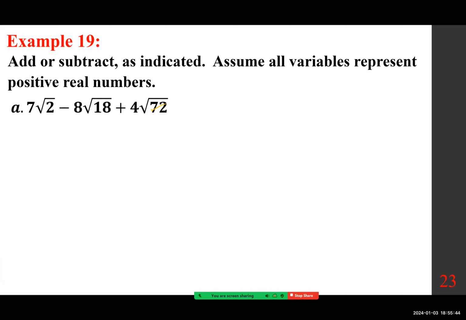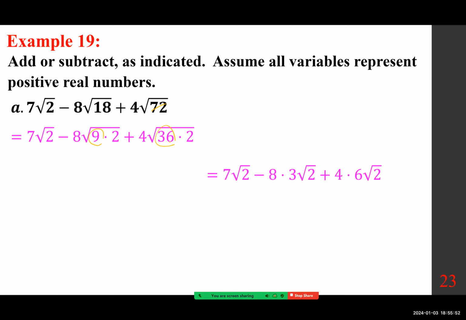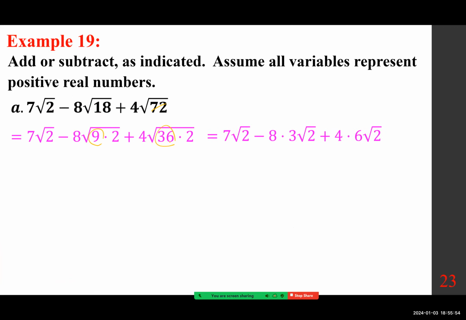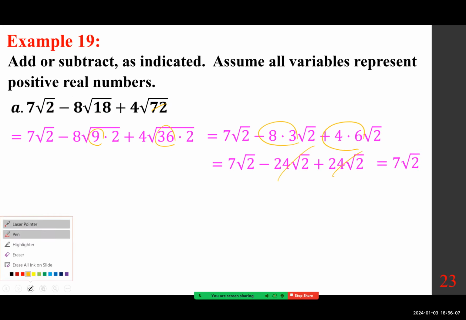And this one is 30. Well, let's just write it like this. So this comes out as 3. This comes out as 6. And this is minus 24. This is plus 24. Okay. And these two cancel each other. We have 7 square root of 2. By the way, it's important if you want to combine terms in this case, the radical part must be the same. So 7 minus 24 plus 24 is 7.